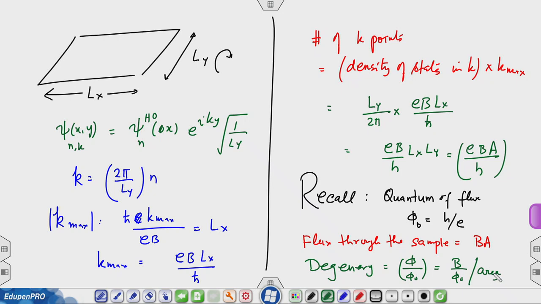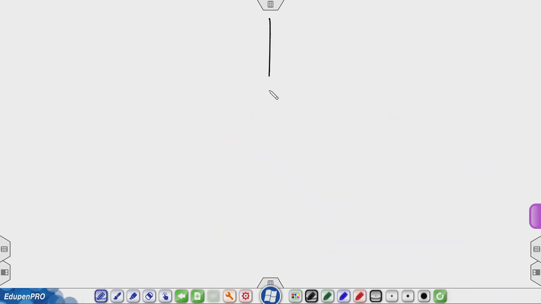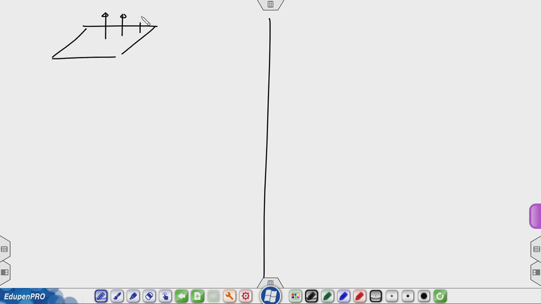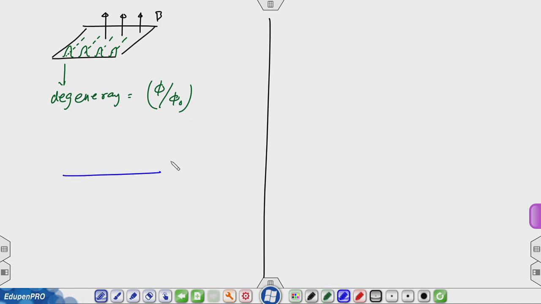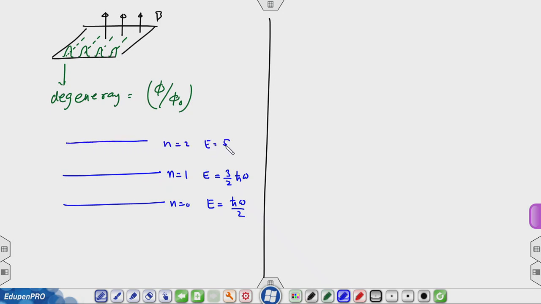So, what we have obtained is that when I put a sample in a magnetic field B, you have these oscillator wave functions separated by delta k, which I have asked you to find out, and all of these have degeneracy equal to phi over phi naught. Highly degenerate levels. So, you have these energy levels: n equals 0, E equals h cross omega by 2; n equals 1, E equals 3 by 2 h cross omega; n equals 2, E equals 5 by 2 h cross omega, and so on. And each one of these has tons of levels.